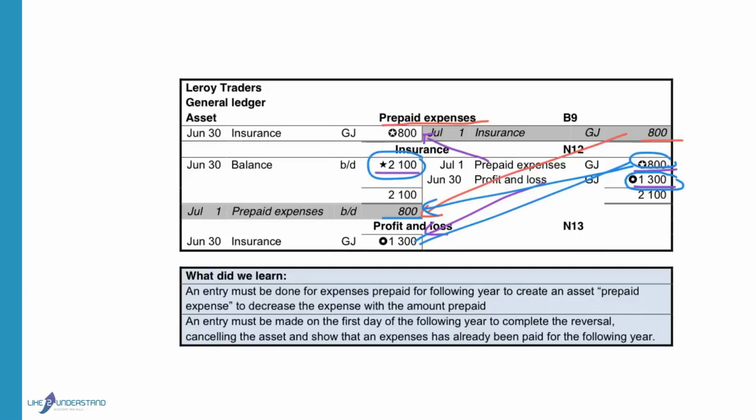An entry must be completed for expenses prepaid for the following year to create an asset, prepaid expense. That will decrease the expense for the current year, and we can see the amount that will be shown as a prepaid expense in the balance sheet. On the first day of the next financial year, a reverse entry must be completed to close this temporary asset and to transfer it back to the expense account so that you can see in the second year that you already paid some of the expense for the second year.